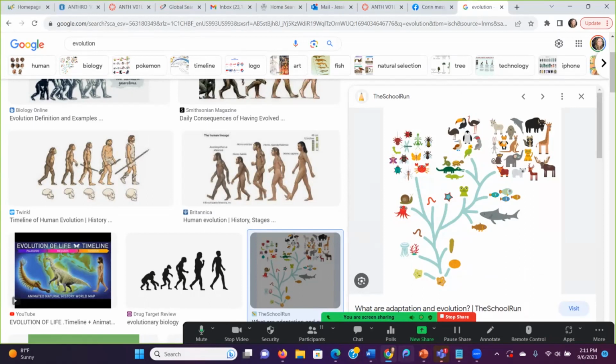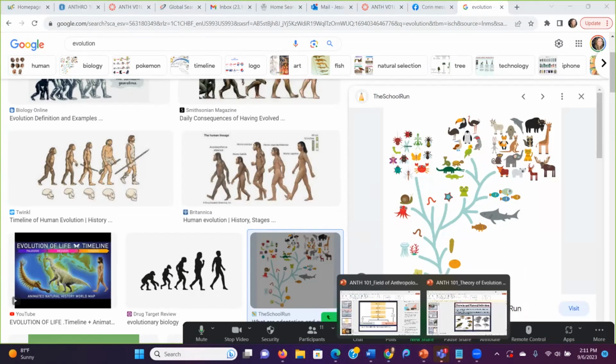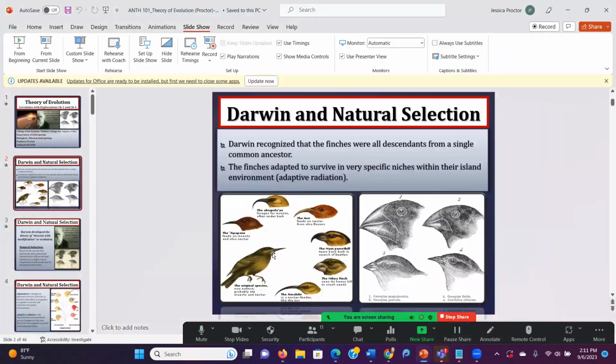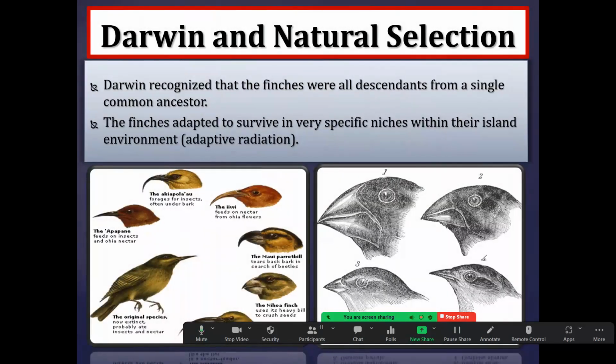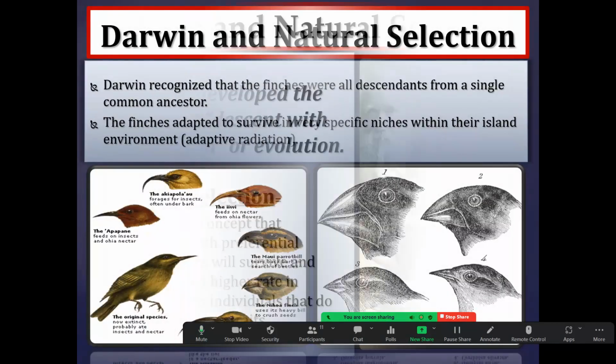Evolution is bushy, it's messy. It doesn't necessarily happen in a linear, neat fashion. It's not one species to the next. So I want you to start by erasing that classic image of evolution out of your mind.